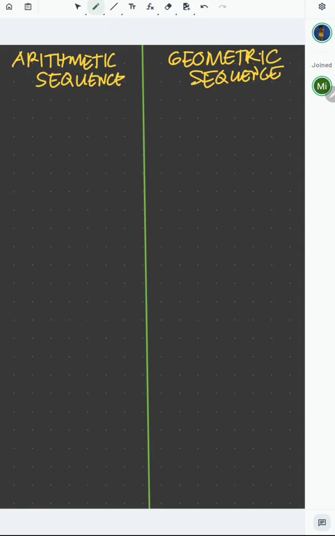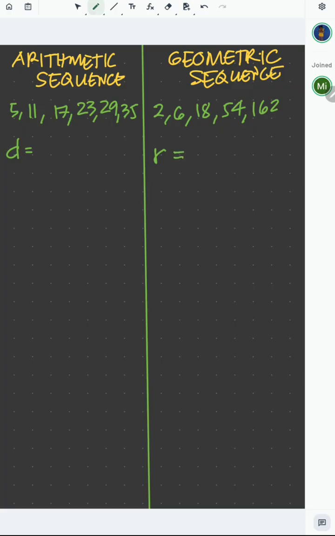Okay, let me show you the difference between an arithmetic and a geometric sequence. Alright, so let's say you're given an arithmetic sequence 5, 11, 17, 23, 29, 35, and the geometric sequence is 2, 6, 18, 54, 162. So the first thing you do for an arithmetic sequence is find the common difference, and for a geometric sequence, you find the common ratio.